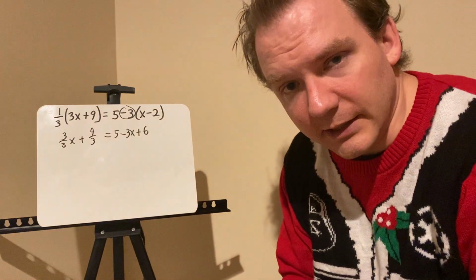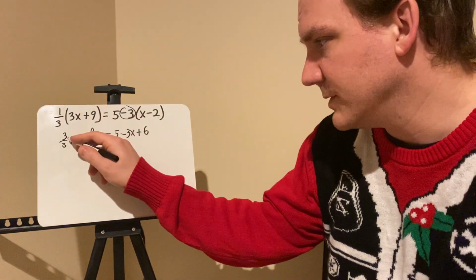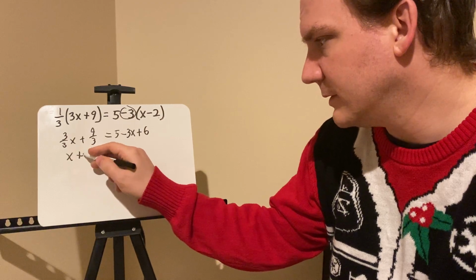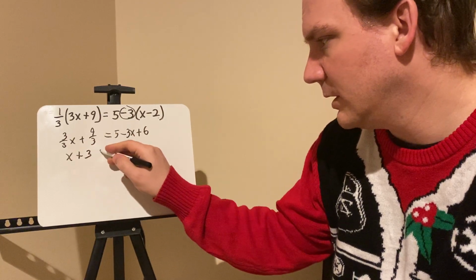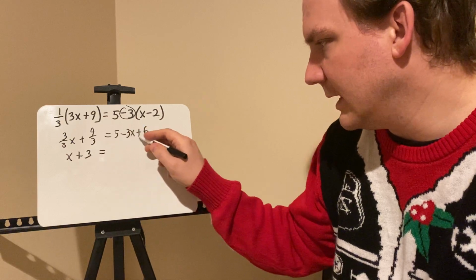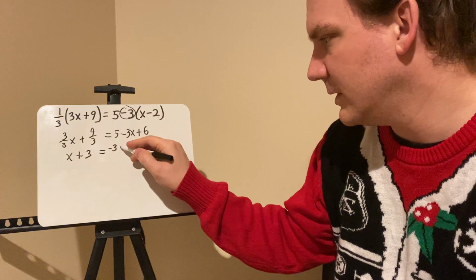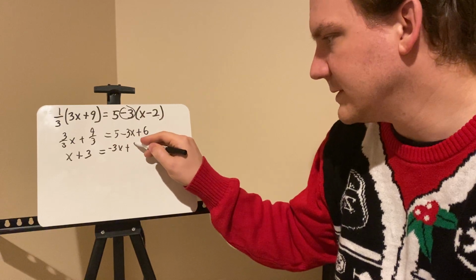Now I can combine like terms and reduce these fractions. So 3/3 is just going to be 1x plus 9/3 equals 3, plus 5, and then we have the plus 6, so that'll be 11. So it'll be -3x plus 11.